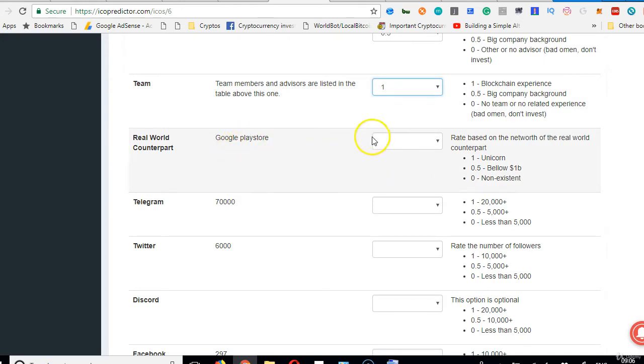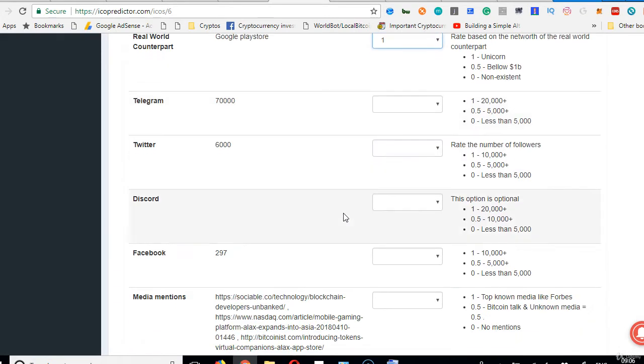So what's their real world counterpart? That's the Google Play Store. So it makes sense to me. If their real world counterpart is a unicorn, then you give them a 1. In this case, Google is a unicorn, so I'm giving them a 1. But if it's below 1 billion, you give them a 0.5. If they don't have an already existing counterpart, then there's a problem. You can give them a 0.